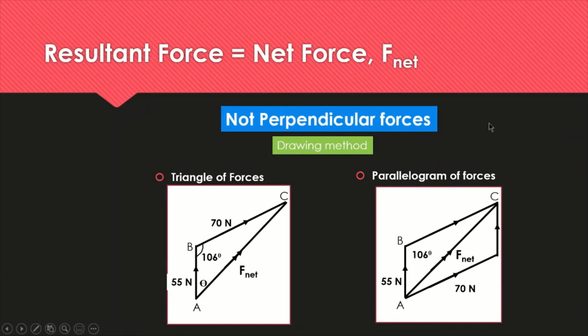Now the third case is when the two forces acting on the object are neither parallel nor perpendicular. So how do we handle this? For this case, it will be easier if we go by drawing. We find the net force through drawing. We can draw a triangle of forces or we can draw a parallelogram of forces.